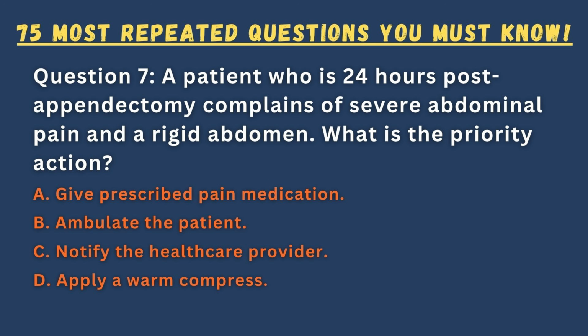Question 7. A patient who is 24 hours post-appendectomy complains of severe abdominal pain and a rigid abdomen. What is the priority action? A. Give prescribed pain medication. B. Ambulate the patient. C. Notify the healthcare provider. D. Apply a warm compress.